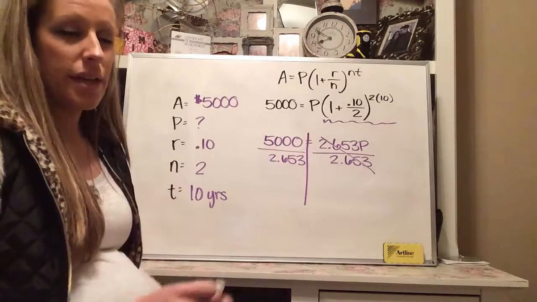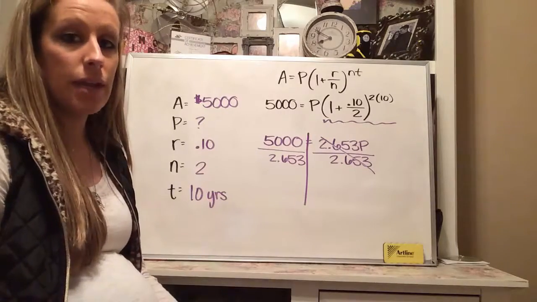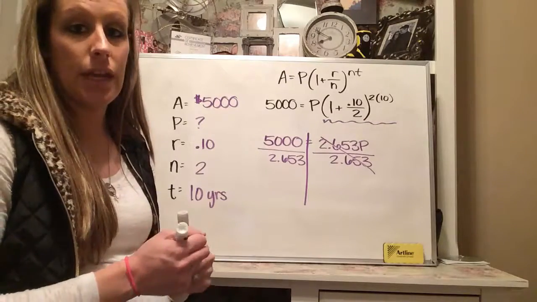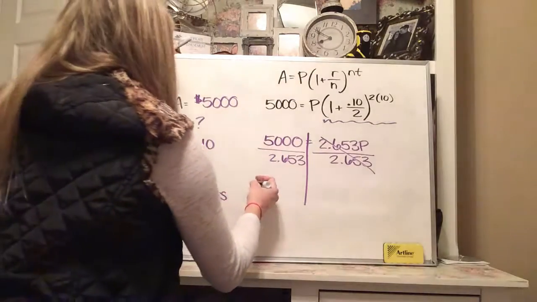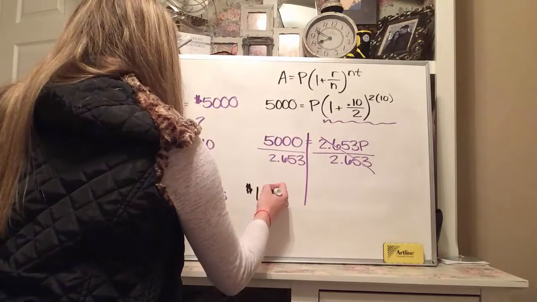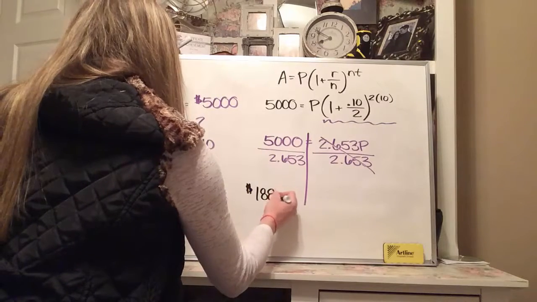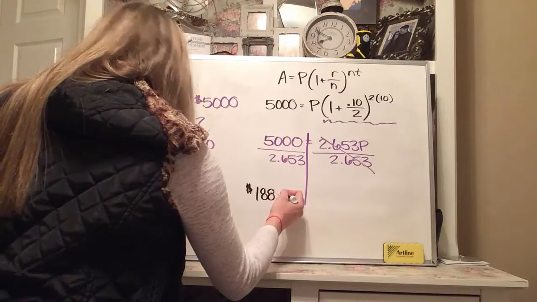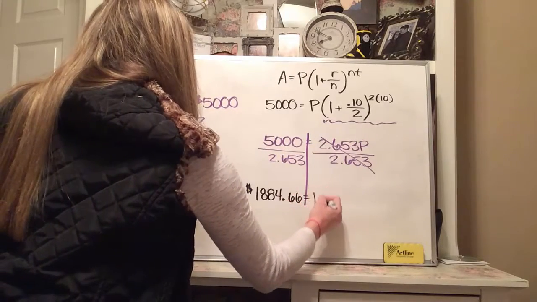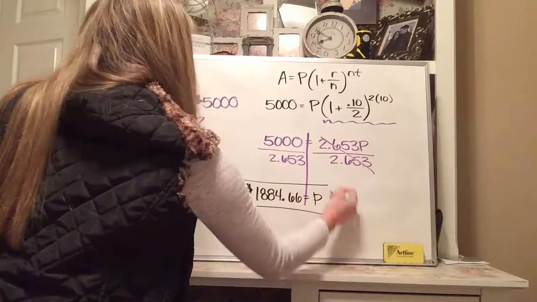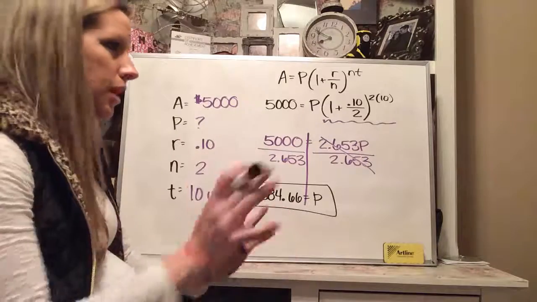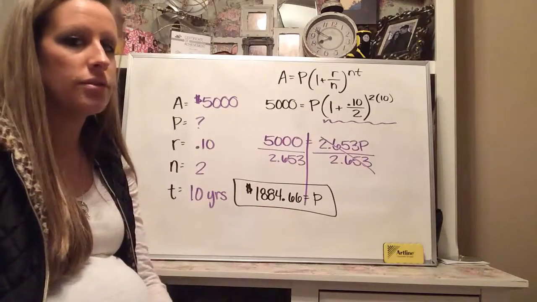Okay. Just like the last problem, we're talking about money. So whenever you put this in your calculator, you want to round to the nearest penny. And so Heather would have to invest $1,884.66 if she wants to get $5,000 back in 10 years. Okay, at this interest rate, at this bank, in this situation.